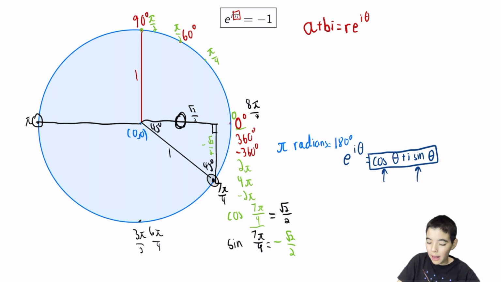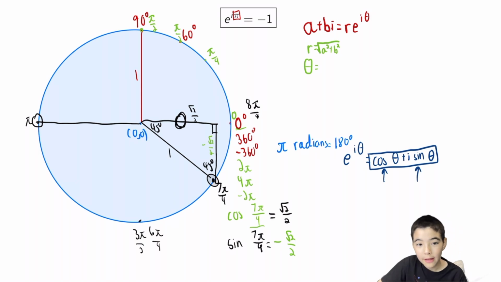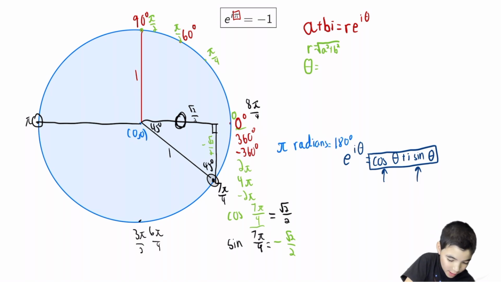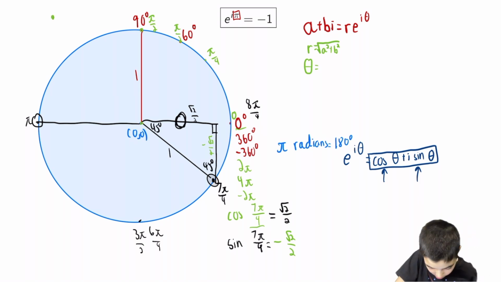That's interesting. But how does this really work? Well, let's do some definitions. r is going to be equal to the square root of a squared plus b squared. Okay, what about theta? Theta is going to be the degree. What do I mean by that? Or the radian. Because let's just say you plot a plus bi on the complex plane. So then maybe it's over here somewhere. And this is the origin. Then theta is going to be this angle.